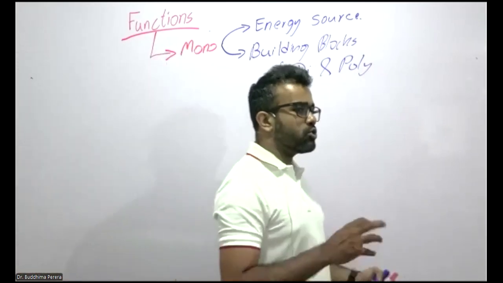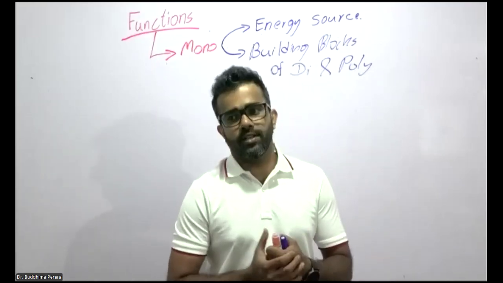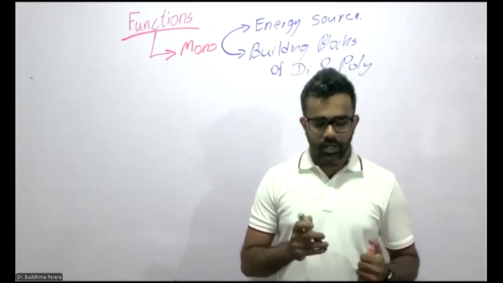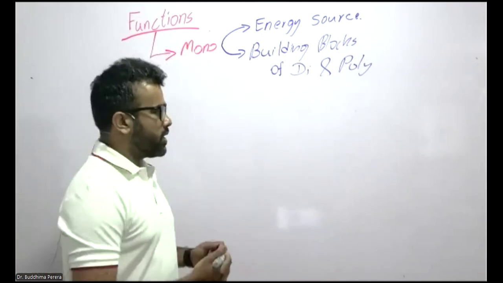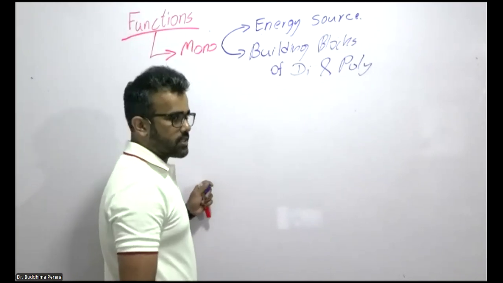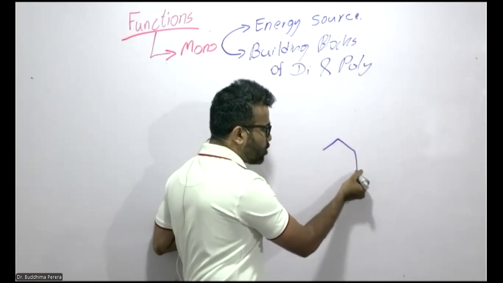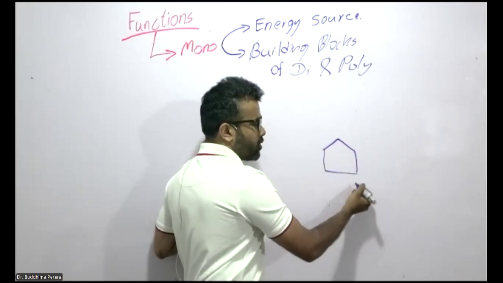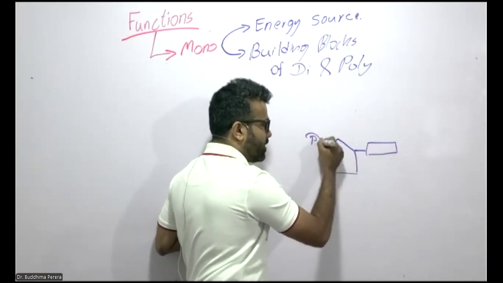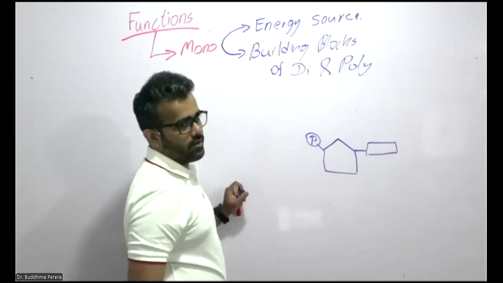Then monosaccharides are used in forming nucleotides. Do you remember the nucleotide? You learned it in O level. Nucleotides are the monomers of nucleic acids. Nucleotides have a pentose sugar, a nitrogenous base and a phosphate group. You learned these things in O level, right?